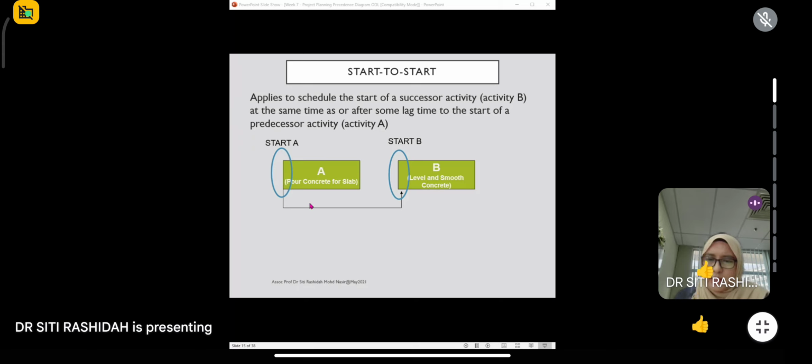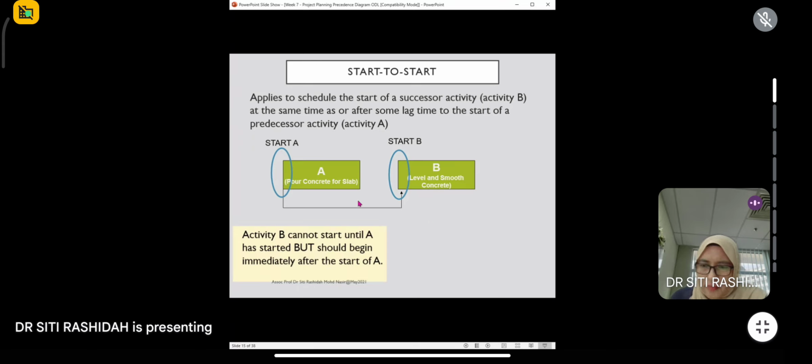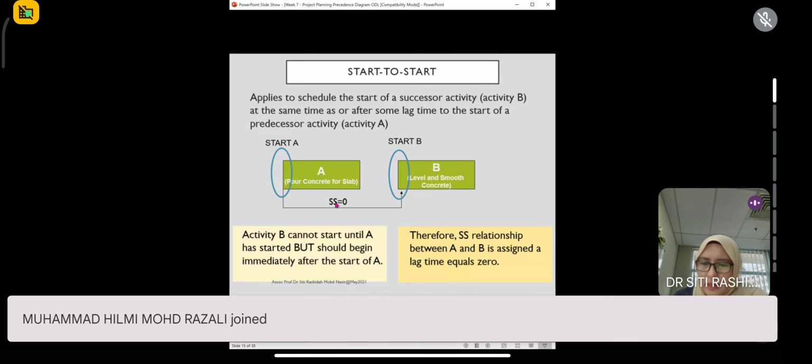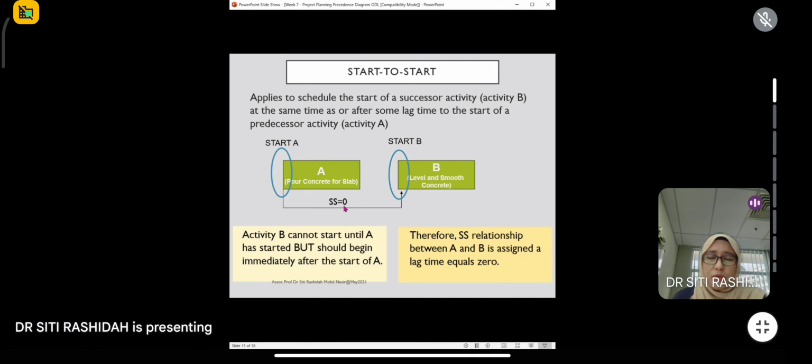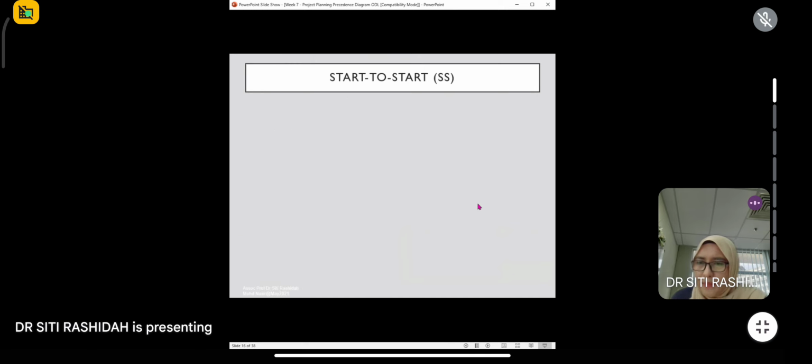Okay, so good. Kita dah tahu pasal start to start relationship. Okay, now maksudnya activity B cannot start until A has started, but should begin immediately after A start. Maksudnya macam tu lah. B tak boleh start. Tapi bila A start, dia kena start sama-sama. Okay. So sebab tu kita bagi dia start to start sini adalah kosong. Sebabnya dia tak boleh tunggu.